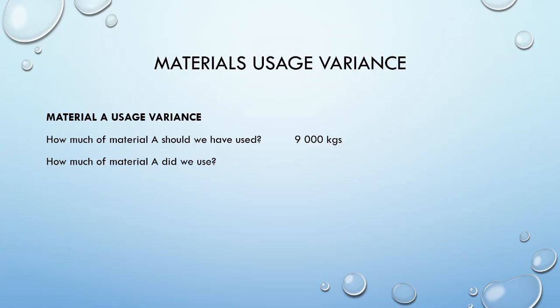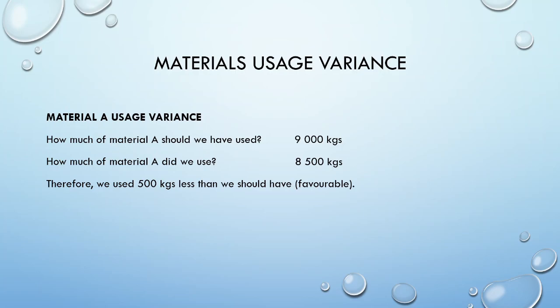We actually used 8,500 kgs. This means that we used 500 kgs less than we were supposed to. If we use less, it is favorable. So now we know the material A usage variance is 500 kgs, but we need a Rand value.